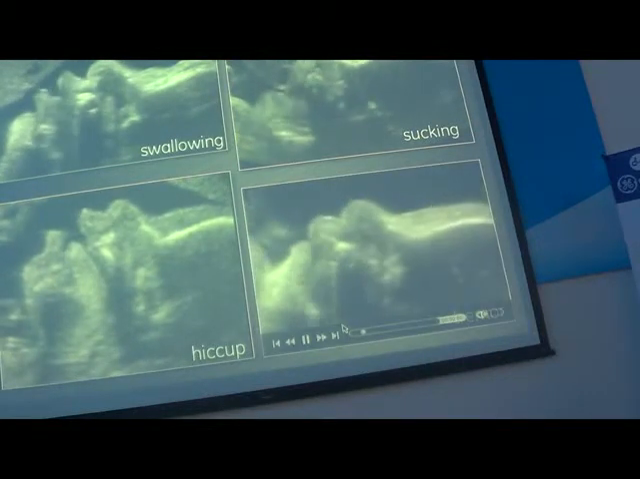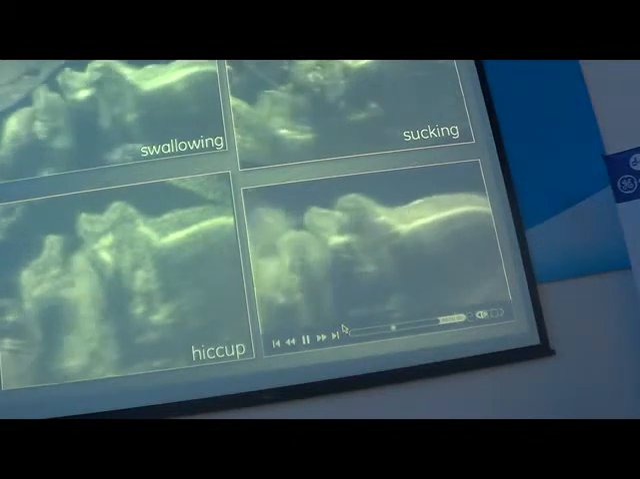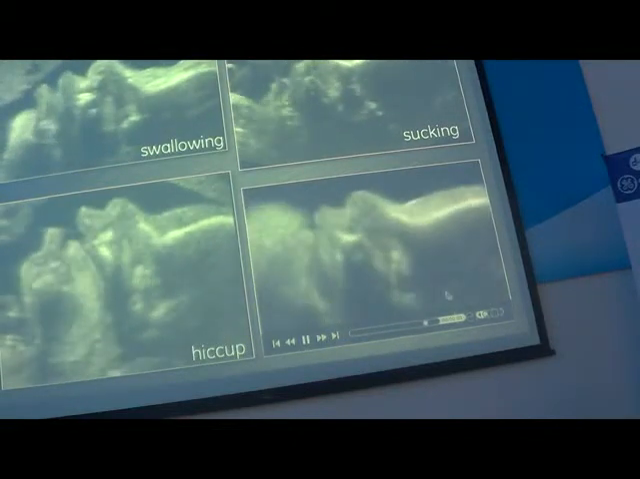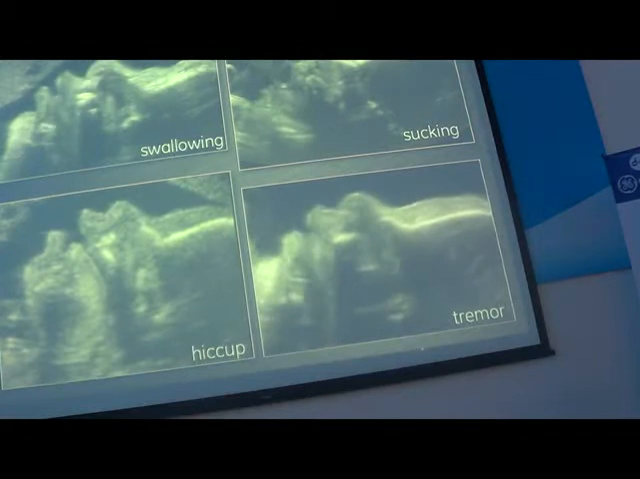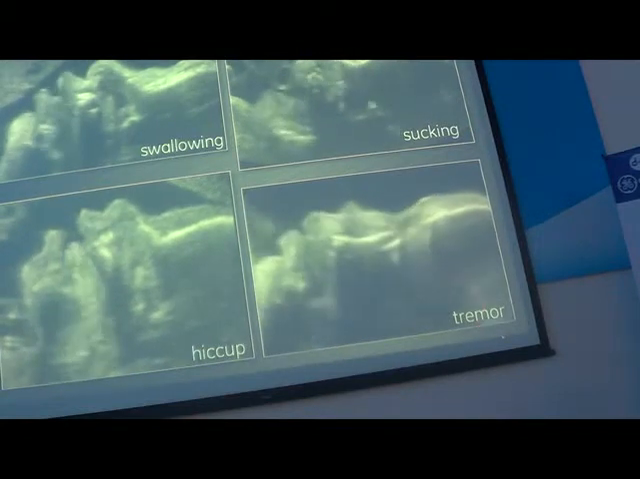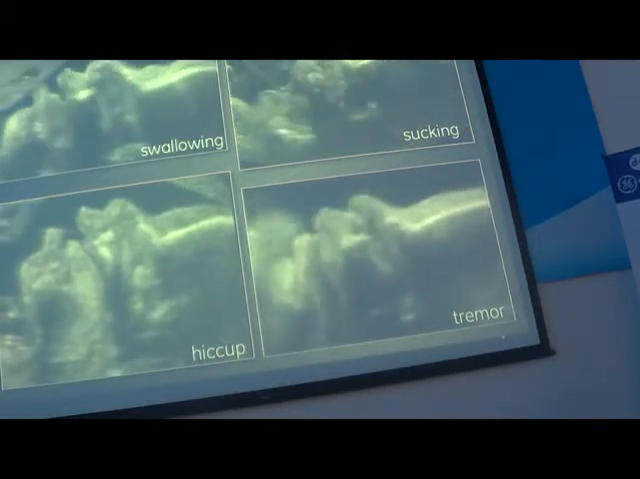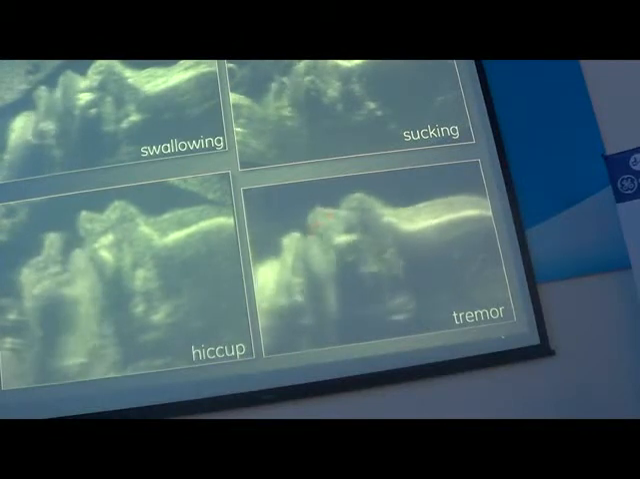And this one was an abnormal baby with a brain damage, but with abnormal movement with tremor.